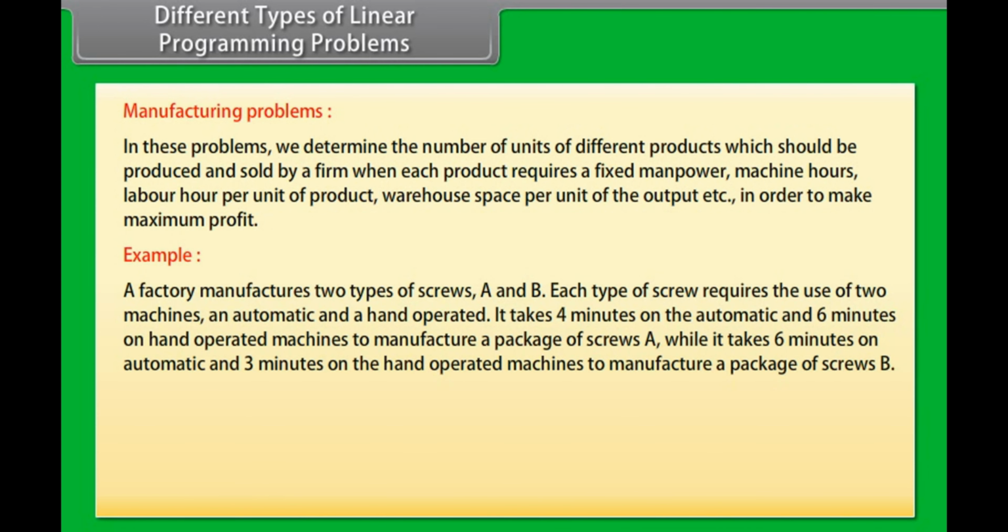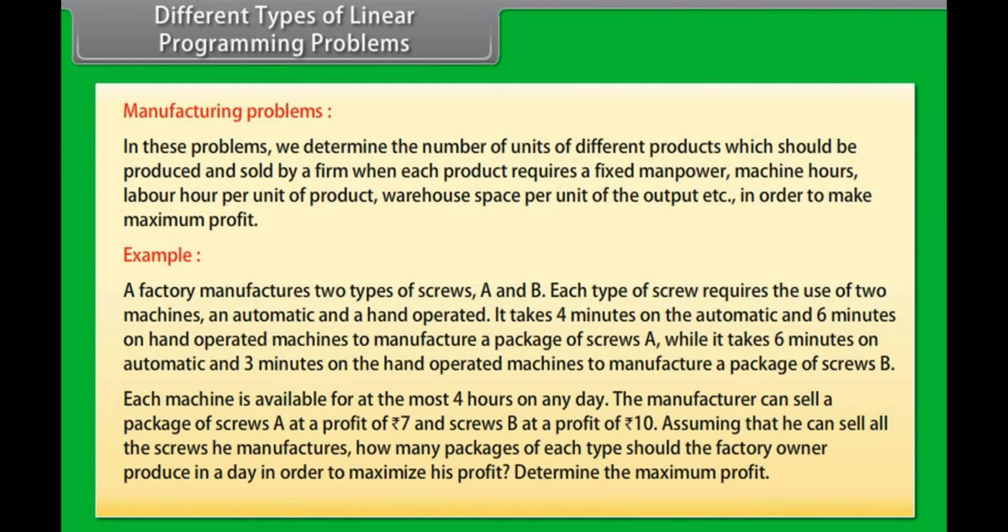Example: A factory manufactures two types of screws, A and B. Each type of screw requires the use of two machines, an automatic and a hand-operated. It takes 4 minutes on the automatic and 6 minutes on the hand-operated machine to manufacture a package of screws A, while it takes 6 minutes on the automatic and 3 minutes on the hand-operated machine to manufacture a package of screws B. Each machine is available for at the most 4 hours on any day.